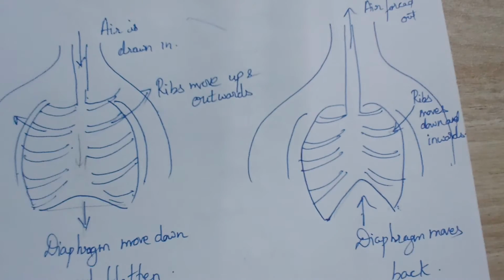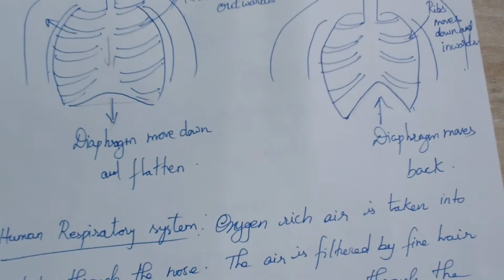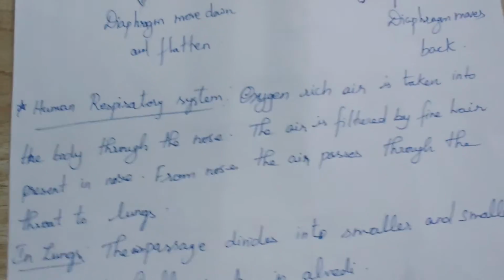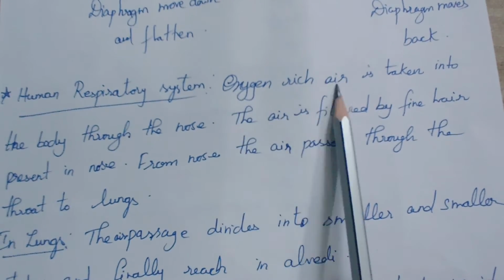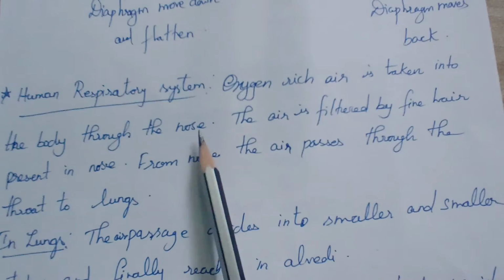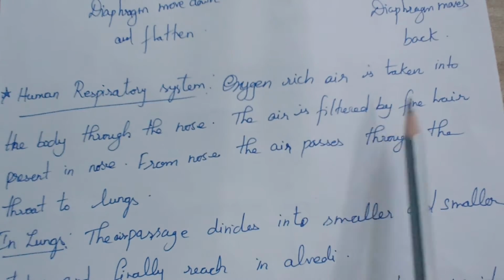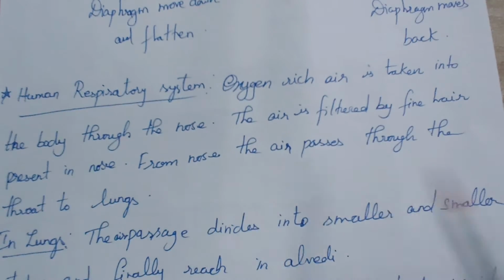So I hope you are clear with this, and we'll go for a quick recap. That is the human respiratory system. Oxygen-rich air is taken into the body through the nose. The air is filtered by the fine hair present in the nose.